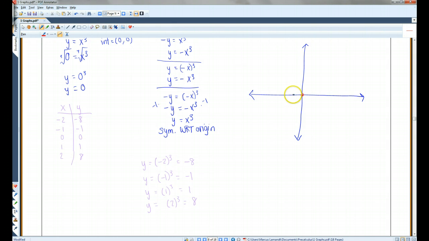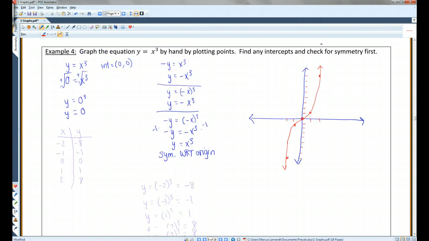-2, -8. Okay, -1, -1. 1, 1. And 2, 8. Okay, so it looks like it goes something like this. That is the graph of x cubed.